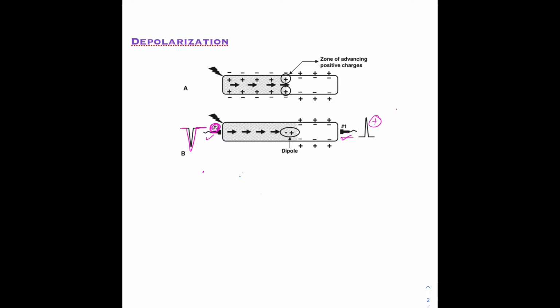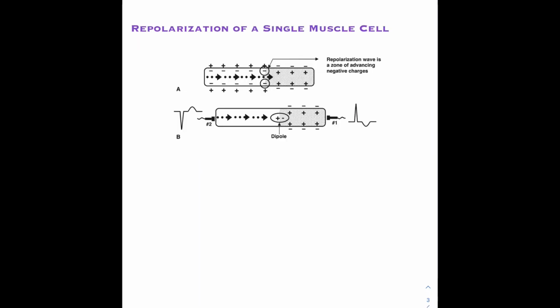Again, if the positive side of the dipole is facing a recording electrode, that electrode will record a positive deflection. And if the electrode is facing the negative side of the dipole, it will record a negative deflection. So this is a very important concept and we will be continuing this further in case of repolarization. This is the image representing the repolarization of a single muscle cell. We just did depolarization of a single muscle cell. Now it's time to do repolarization.